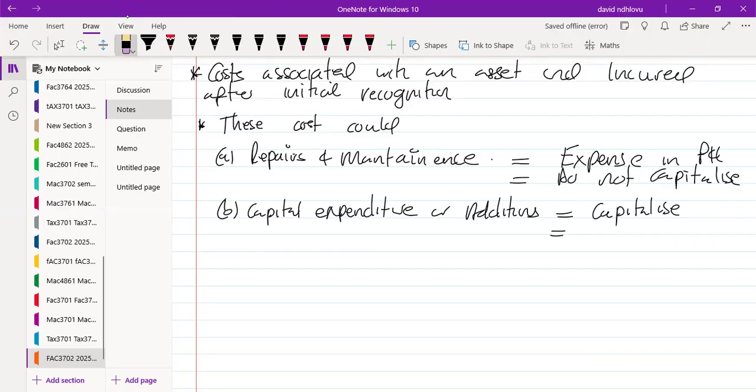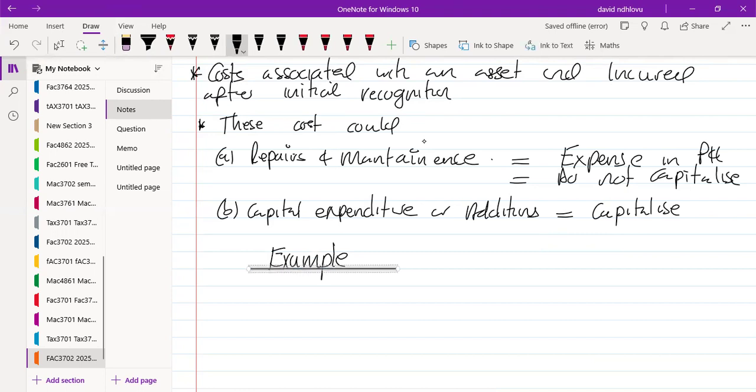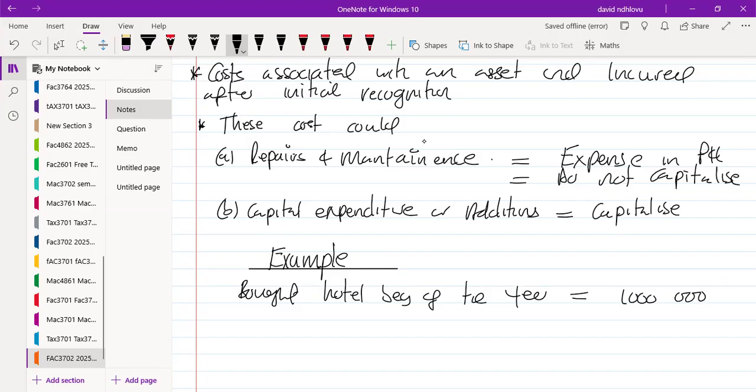Now that we have a thing called capitalization, let's also explain how we deal with depreciation here. I'll give you an example. Let's say we have a property, and this property is a hotel. We bought the hotel at the beginning of the year for a value of 1 million. Depreciation is 20% per annum straight line.